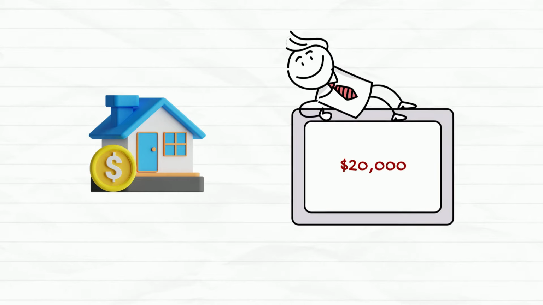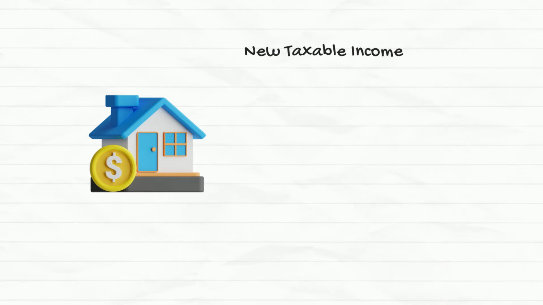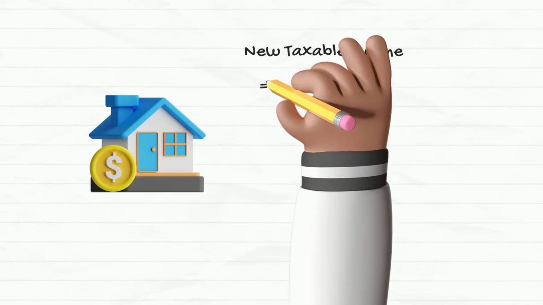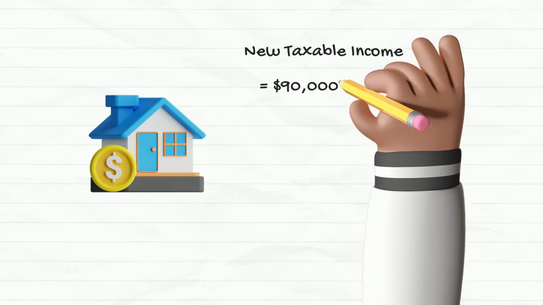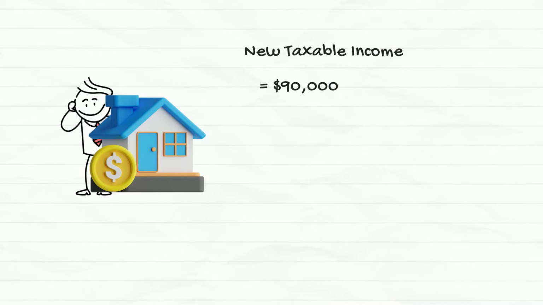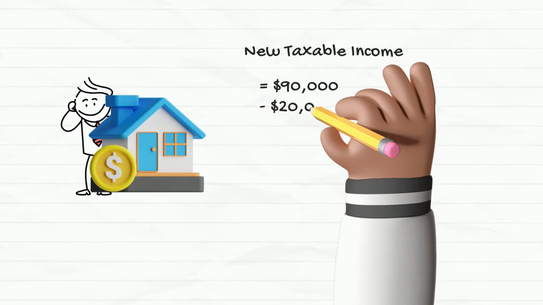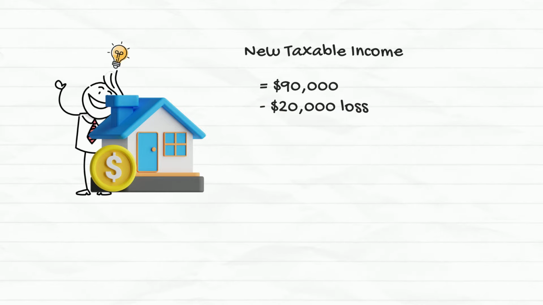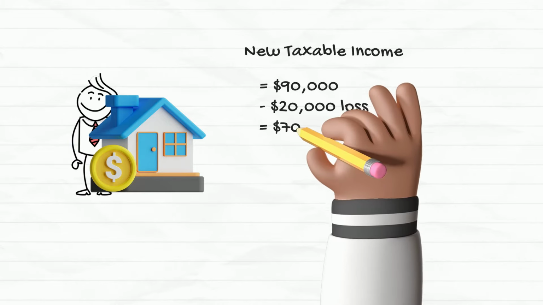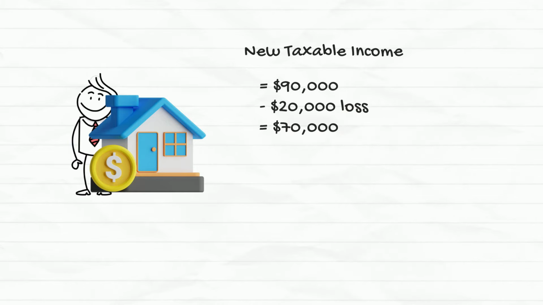Well, it gets added to his taxable income. So that means his taxable income is the $90,000. He still earns that. It's not as if he got a pay cut. It's the $90,000 minus that $20,000 cash flow loss, which means that his new taxable income becomes $70,000. Or put another way, he only pays tax on $70,000 rather than $90,000.